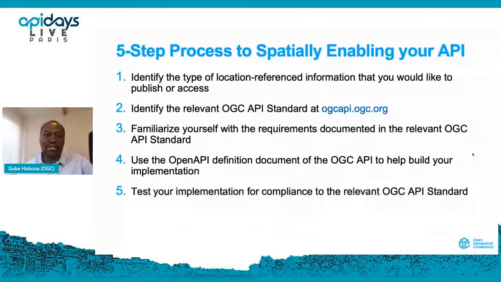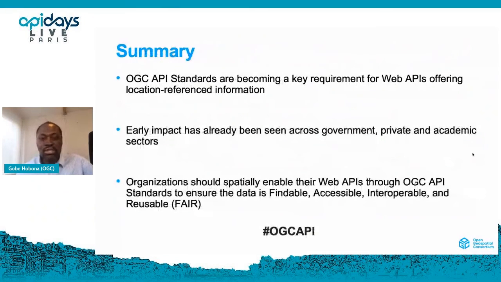So in summary, OGC API standards are becoming a key requirement for web APIs offering location-referenced information. We are seeing early impact across government, private, and academic sectors, literally across the globe. So we're recommending that organizations spatially enable their web APIs through OGC API standards to ensure that their data is findable, accessible, interoperable, and reusable. And that's it. Thank you for listening.